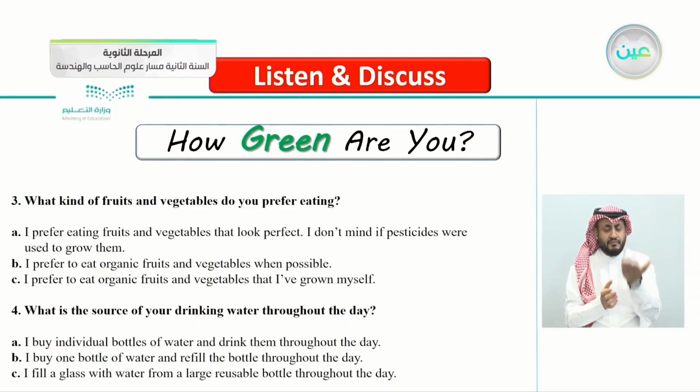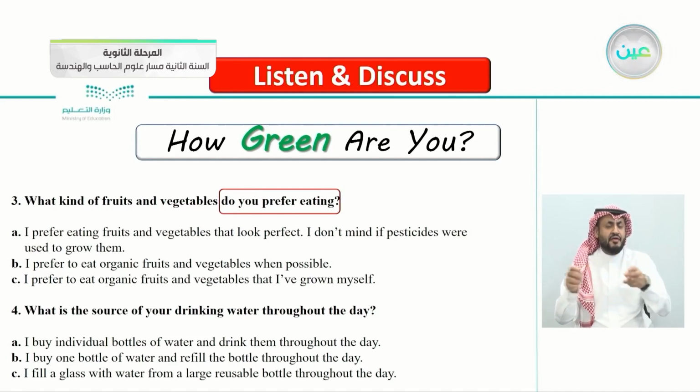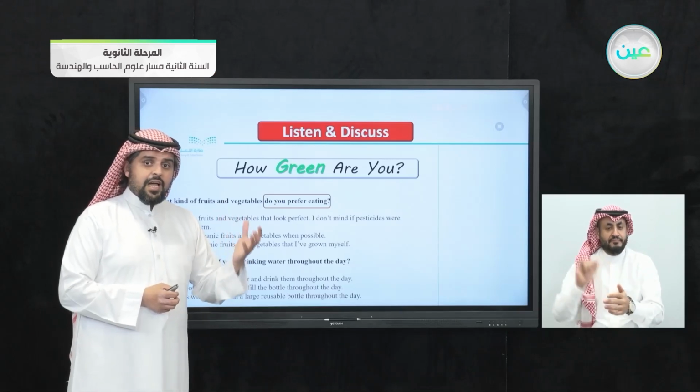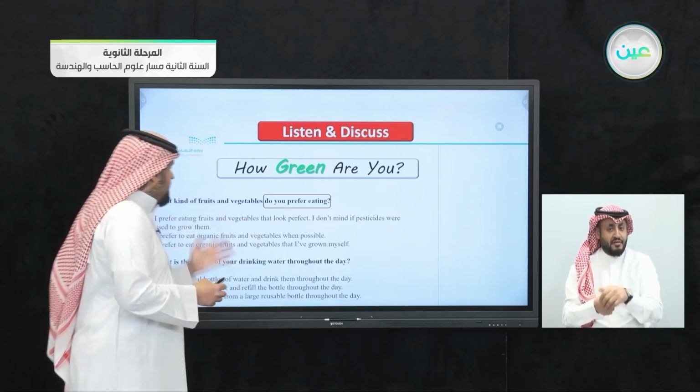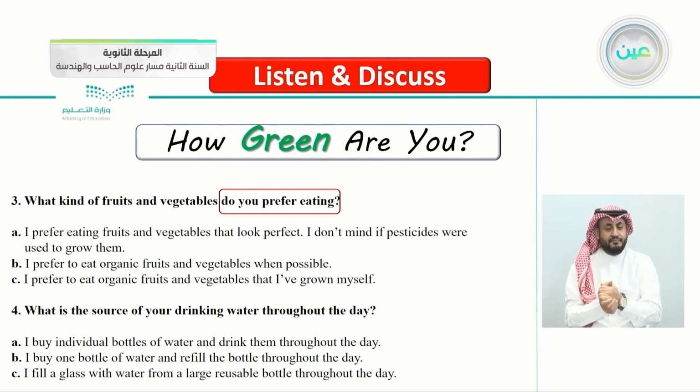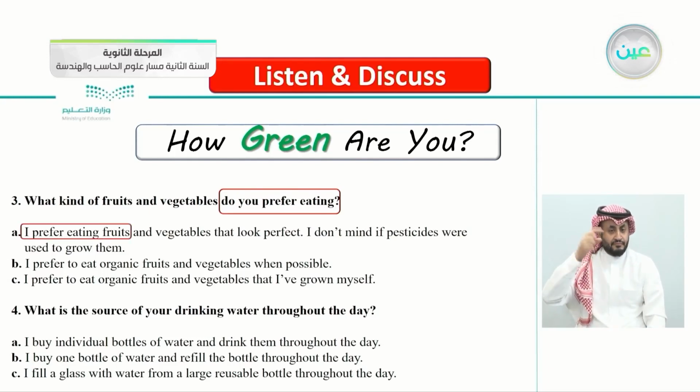So let's check the answer here together. What kind of fruits and vegetables do you prefer eating? So the verb here is prefer. What comes after prefer, the ing form, is a gerund. It's a noun. It's not a verb. Again, what kind of fruits and vegetables do you prefer eating? Also here, A, I prefer eating fruits. It's the same verb actually, prefer and prefer.